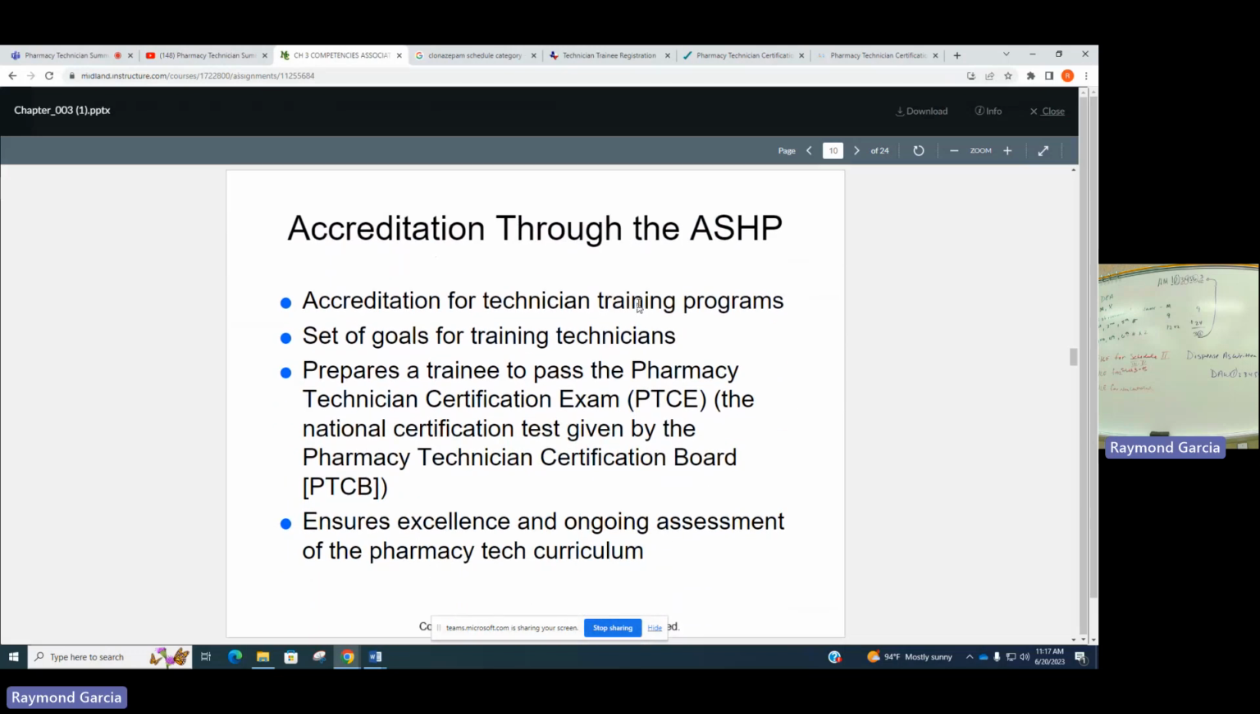Accreditations through ASHP. Accreditation for the technician training program. So this is a technician training program that you're going through. Set of goals for technicians. Prepares a trainee to pass a pharmacy technician exam, which is given by PTCB. So PTCB.